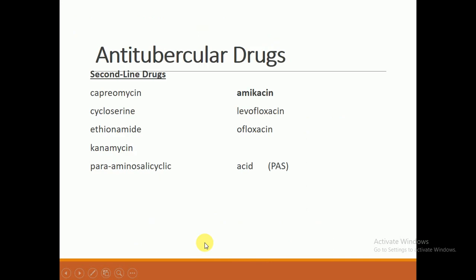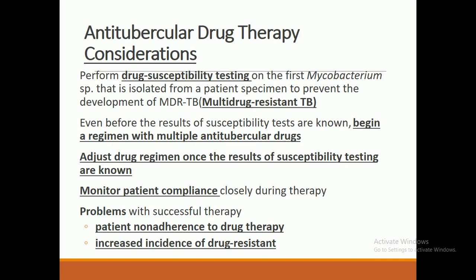Now let us come toward the anti-tubercular drugs, second line drugs. The second line drugs, which I have already discussed in detail, are capreomycin, cycloserine, ethionamide, kanamycin, para-aminosalicylic acid, amikacin sulfate, levofloxacin, ofloxacin, and many more. If you remember, I have already discussed all these in detail in lectures number 51 to 53, so you can study those lectures in detail.